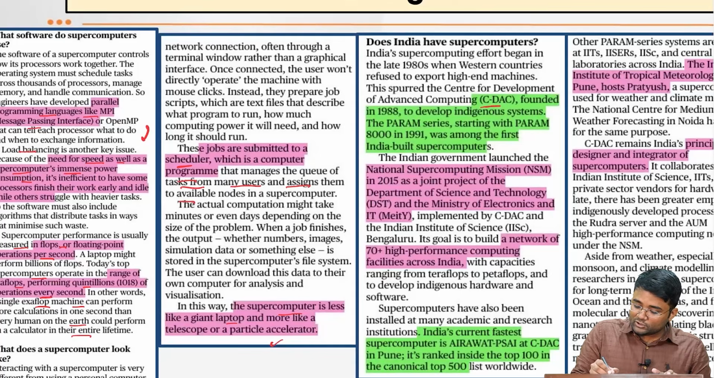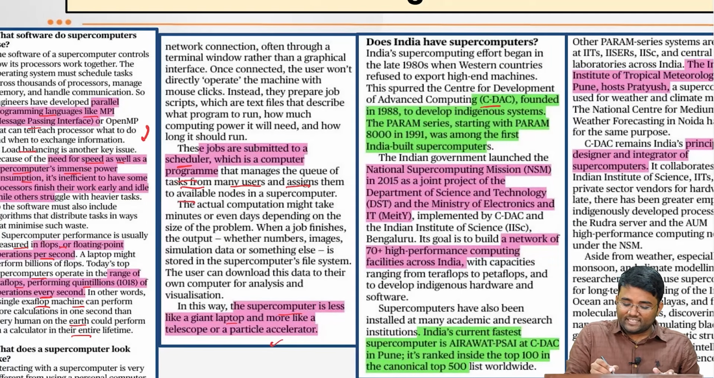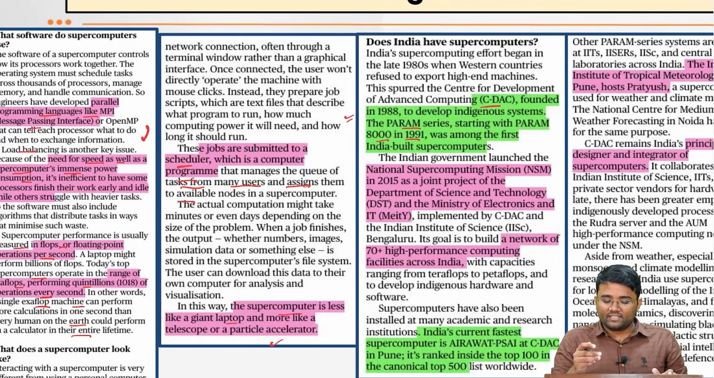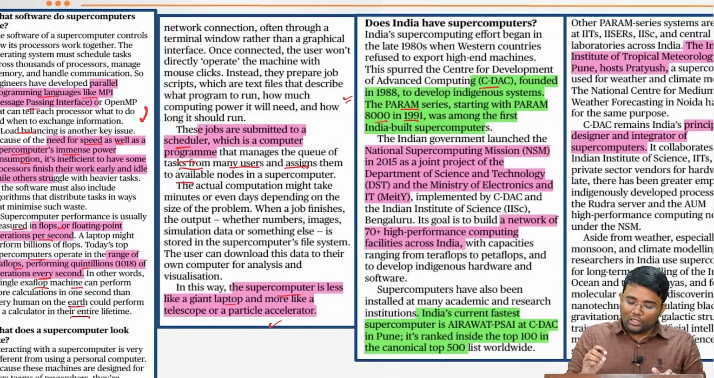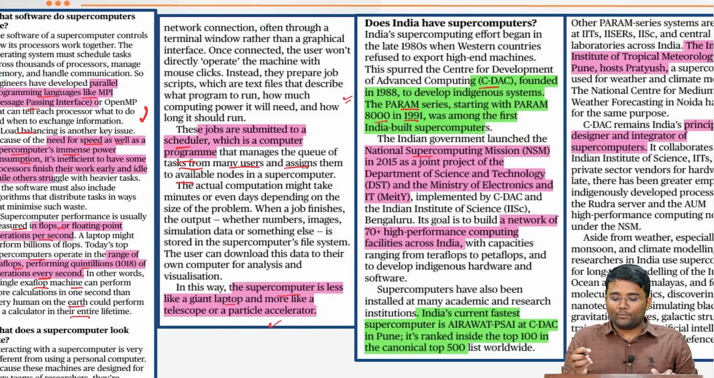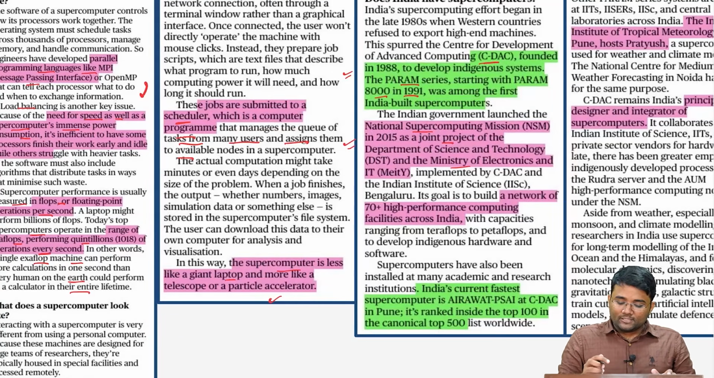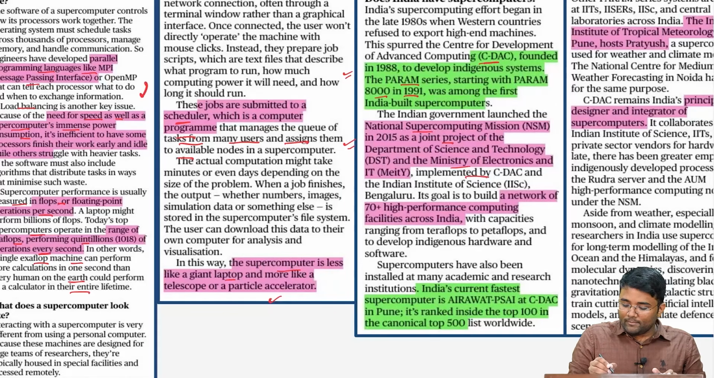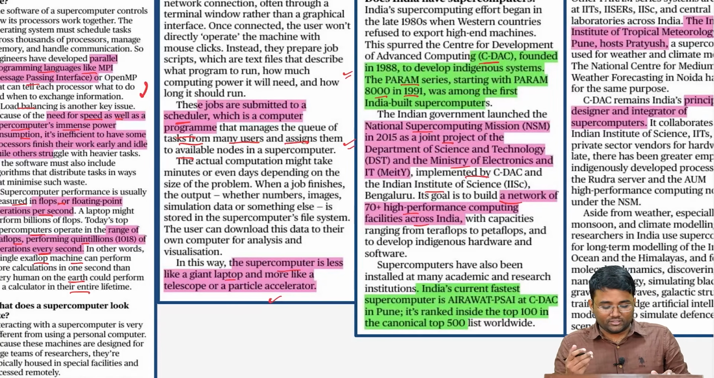Also, India's first supercomputer was developed by CDAC in 1991, and that was the Param series starting from Param 8000, and this was started in 1988 with indigenous supercomputer development. Also, the Indian government launched the National Supercomputing Mission in 2015 as a joint project of the Department of Science and Technology and the Ministry of Electronics and Information Technology. This will be implemented by CDAC and the Indian Institute of Science, Bangalore, and its goal is to build a network of 70 plus high performance computing facilities across India.